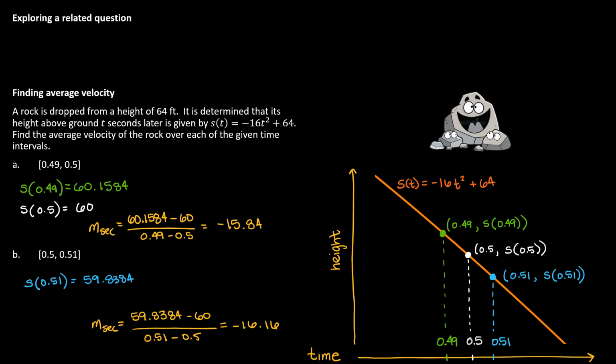So this was an example of how to calculate average velocity. It's the change in your output divided by the length of the interval that you're calculating the velocity over.